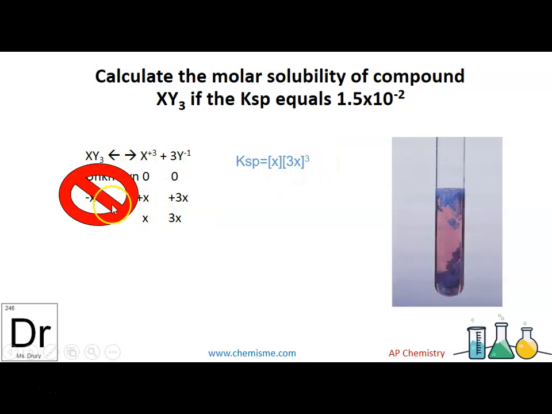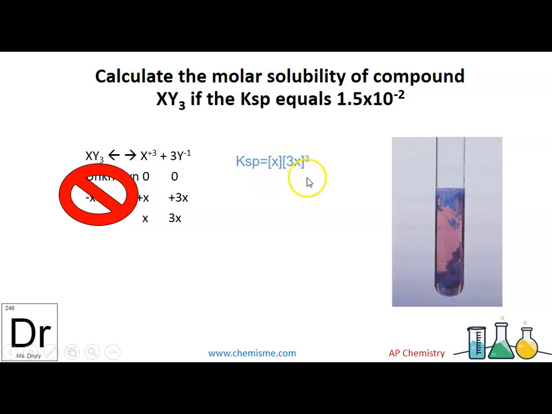However, I could have skipped all the black part if I knew that Ksp is always equal to the first ion and how many there are, there's only one, and the second ion, how many there are as its power, so 3x and 3. That helps you skip this whole section, but only if you remember to keep the coefficient there.